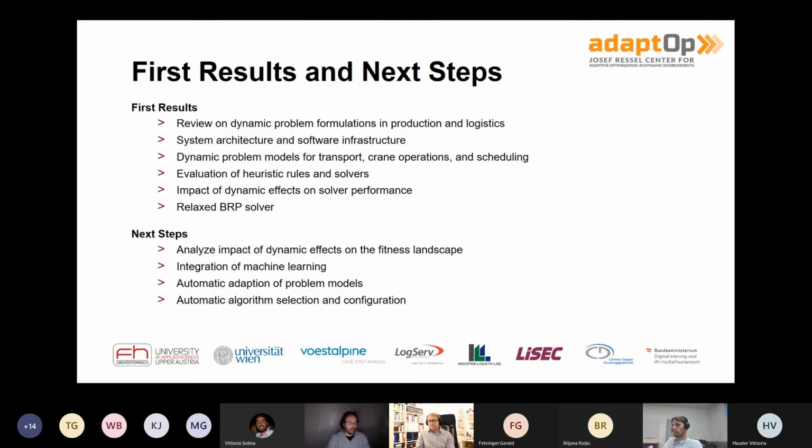and now in the next steps we are just on the border of going into this integration of machine learning. So we want to analyze the impact of dynamic effects on the fitness landscape. So how do the optimization problems change when dynamic effects occur? How can we implement the system architecture, this integration of machine learning, and how can we automatically adapt our problem models and adapt our algorithms, selection of algorithms and configuration of algorithms, so that we can react on and deal with these dynamic effects on the fitness landscape in our optimization problems.